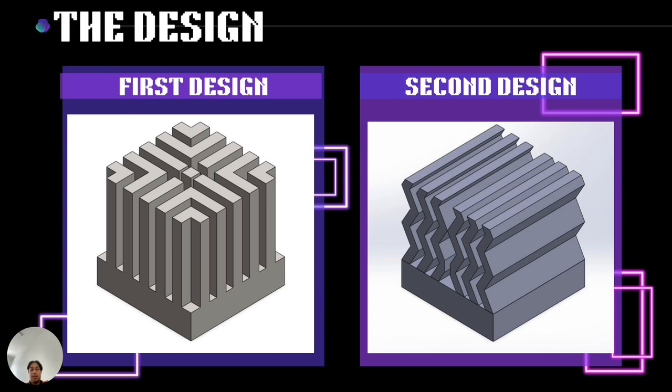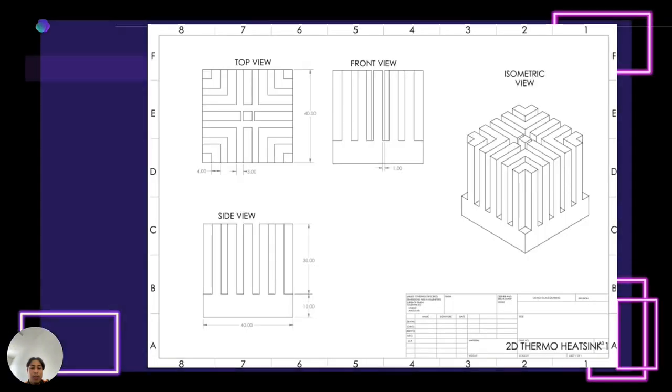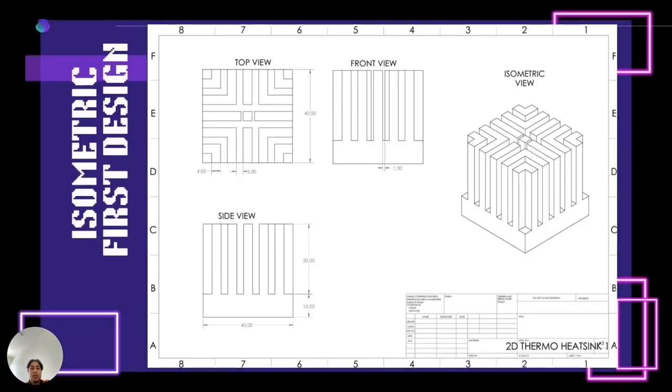I intentionally made the gaps larger between the fins to test how less dense spacing affects heat transfer. The design is simple, clean, and resembles what we often see in low to medium heat-producing devices. However, because of the lower surface area, it doesn't perform as well in terms of heat dissipation. I will show you the isometric view of the first design. So, this is the isometric of the first design.